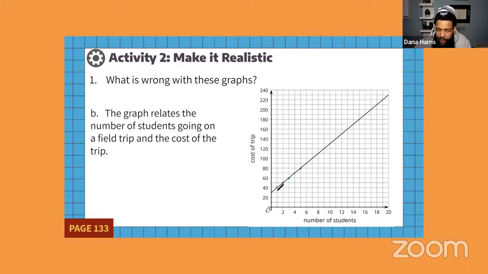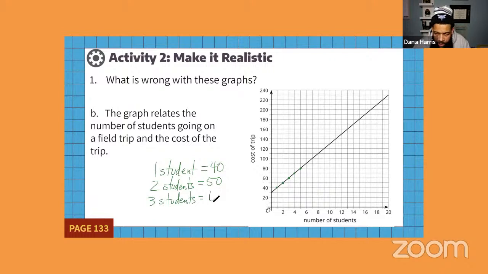Well, why does 1 person cost... So 1 student equals $40. 2 students equals $50. 3 students equals $60, right? So basically what we can see if we continue this pattern, 4 students equals $70, as you can see right here, and 5 students equals $80. So we can't necessarily say nothing is wrong.